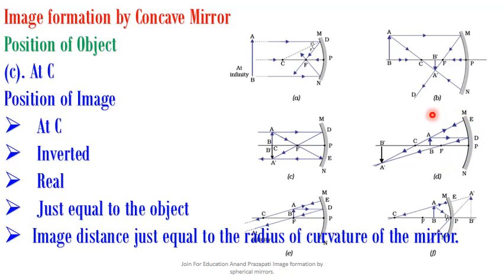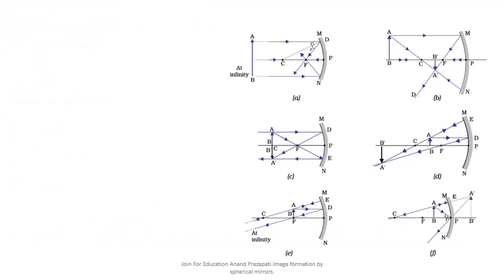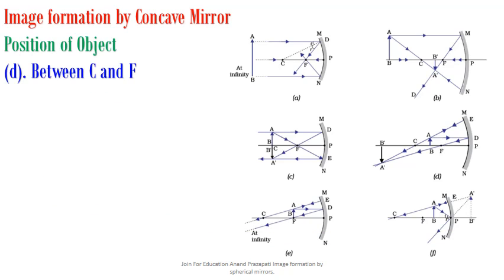Now we consider this figure. When the position of the object is between C and F, the position of the image will be between C and infinity, or beyond C. The nature of the image will be real and inverted. The size of the image is larger than the size of the object, and the image distance will be greater than the radius of curvature of the concave mirror.